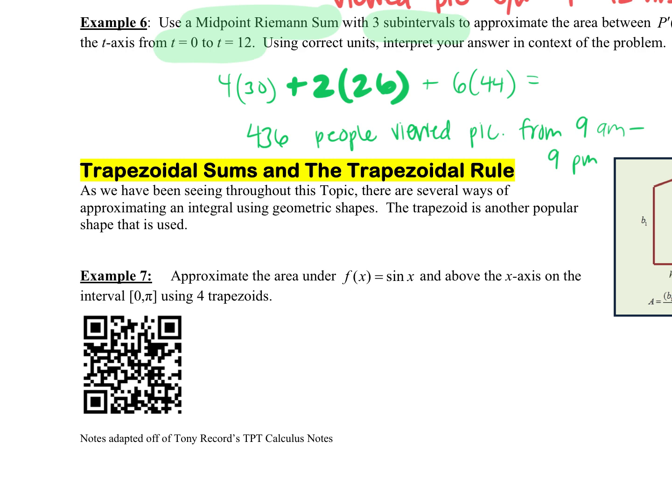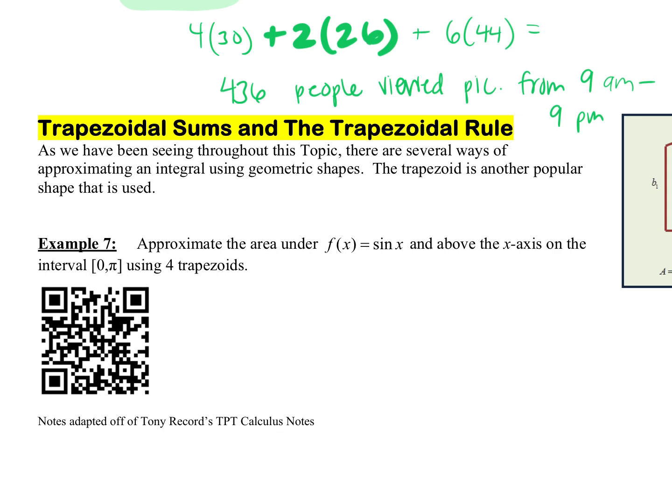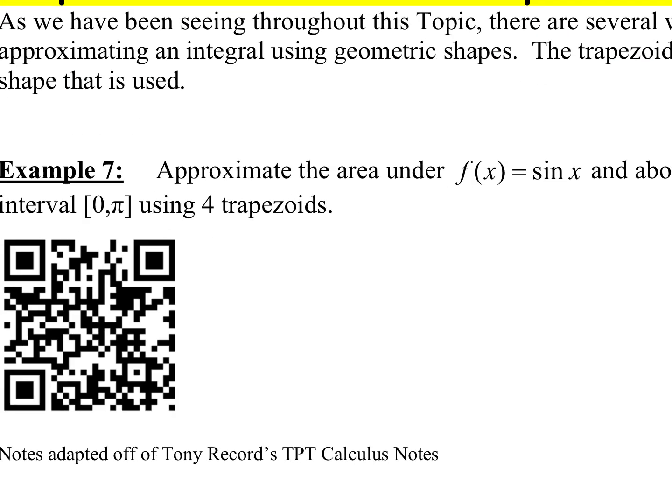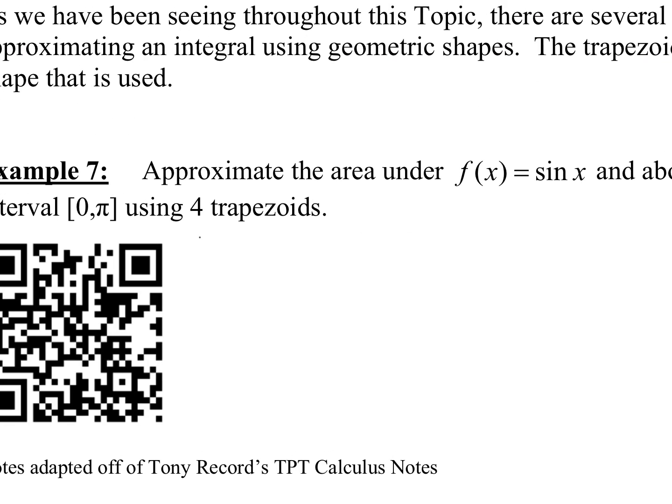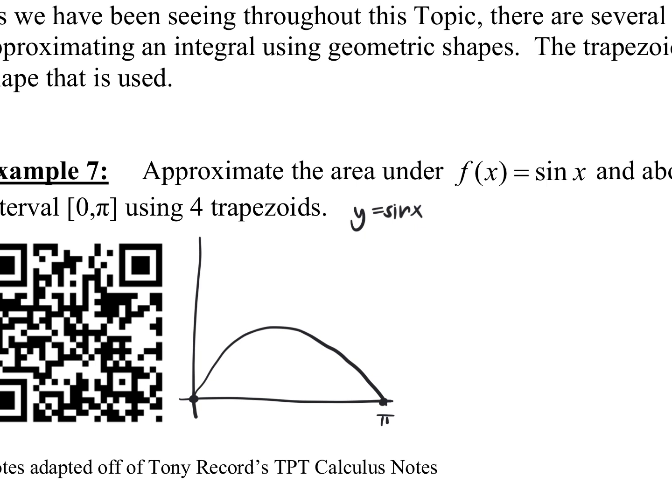But anyways, we are given y equals sine of x, and we want to approximate the area underneath that curve from 0 to pi with 4 trapezoids. I'm going to draw a quick picture of sine of x. Do we remember what sine of x looks like? It starts at 0. If we're going only from 0 to pi, is it above or below the x-axis? It's above, yes. It looks something like that. Not perfect, but you get the idea.